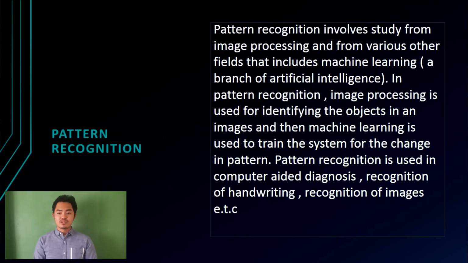Next field is pattern recognition. Pattern recognition involves study from image processing and from various other fields that include machine learning. In pattern recognition, image processing is used for identifying the objects in an image, and then machine learning is used to train the system for the change in pattern. Pattern recognition is used in computer-aided diagnosis, recognition of handwriting, recognition of images, etc.